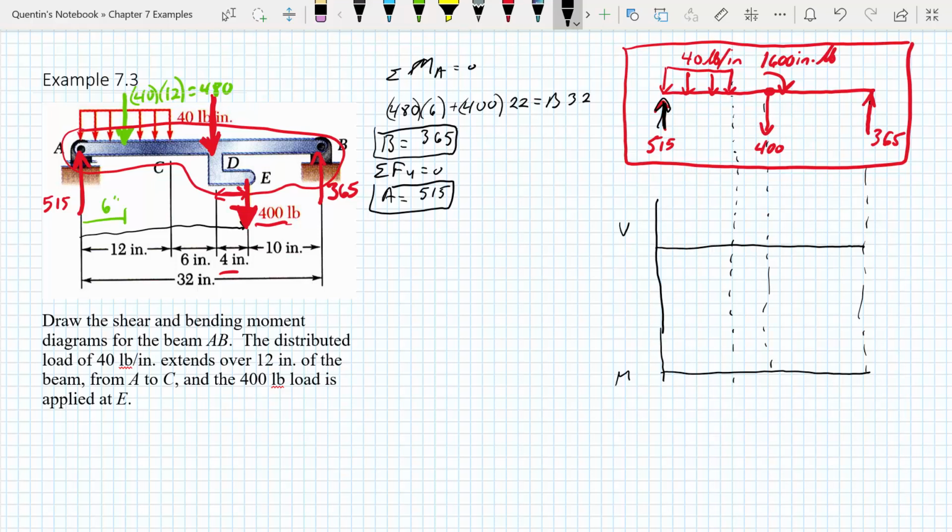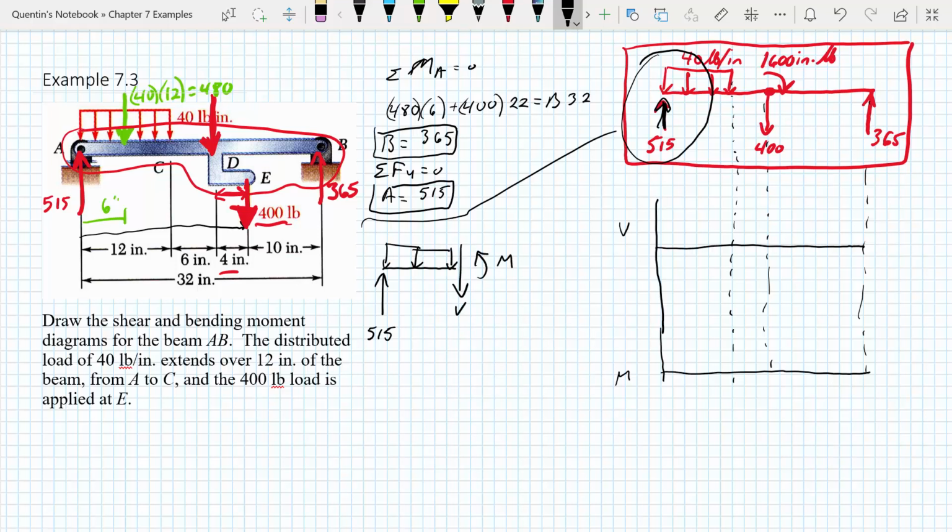Now we have this distributed load, so let's think of how that works. Let's look at this section, say right through there. We're purposely going to go into the middle of it. So if we draw that, we have a 515. We have some distributed load here. And then we have the V and the M.